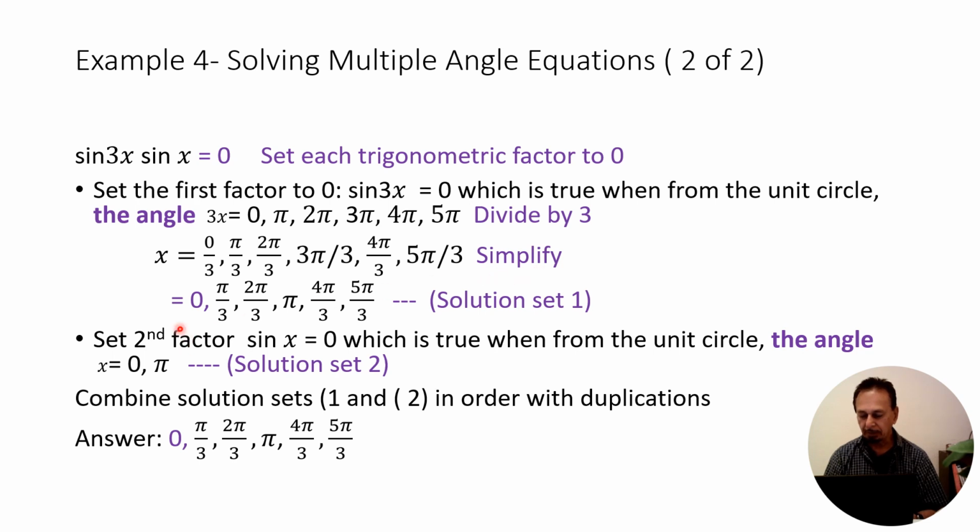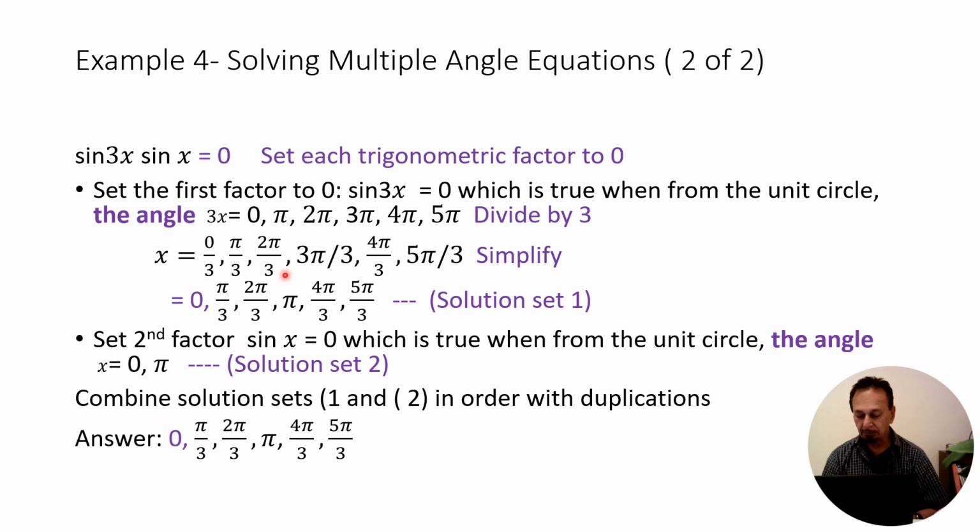We can simplify and we have x equal to 0, pi over 3, 2 pi over 3, pi, 4 pi over 3 and 5 pi over 3. So that's solution set 1. Now we set the second factor, sine x, equal to 0, which is true when, from the unit circle, the angle is 0, pi, and so on. We take 0 and pi, not 2 pi, because we're looking for solutions between 0 and 2 pi.